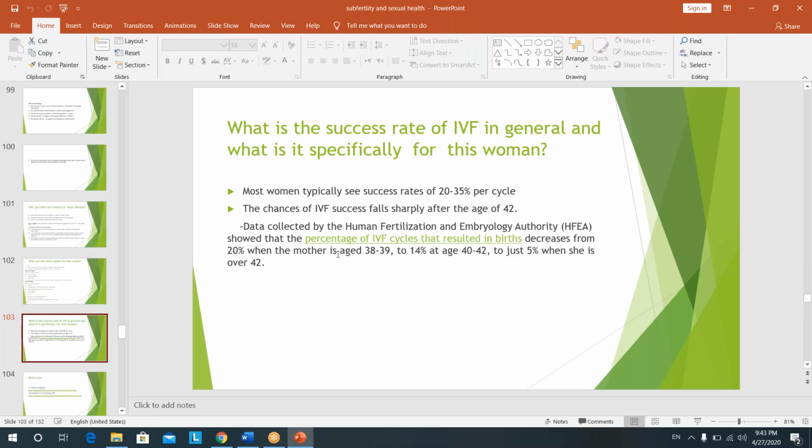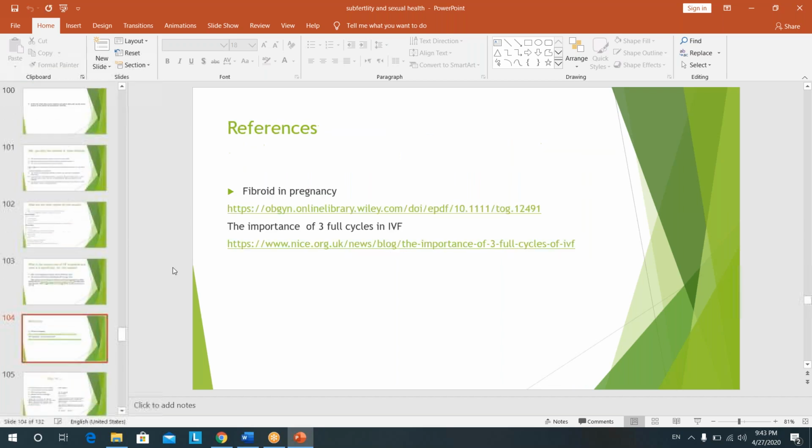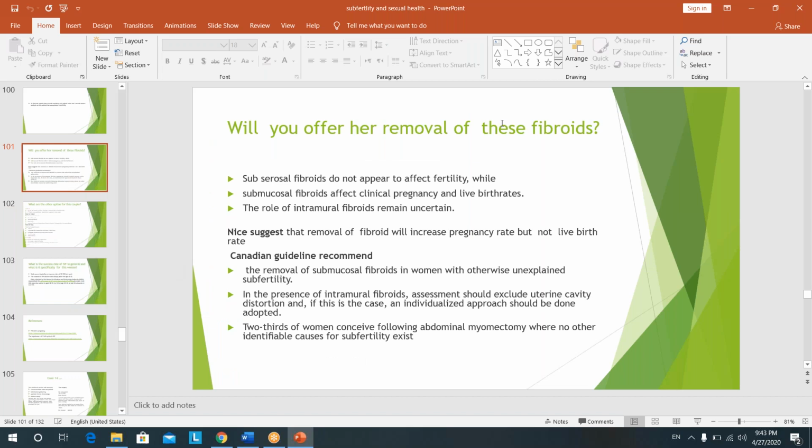It was 20% when the mother is aged 38 to 39, it will be 14% at the age of 40 to 42, and it will be 5% after 42. So this patient is 44 years old, so her chance of IVF success will be less than 5%. And this was the last question by the examiner before I left the queue.